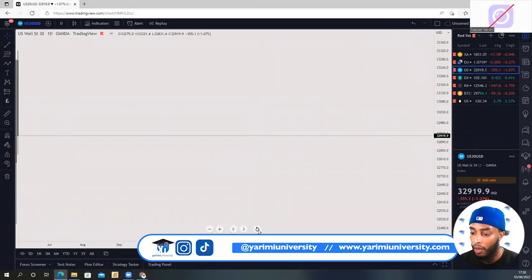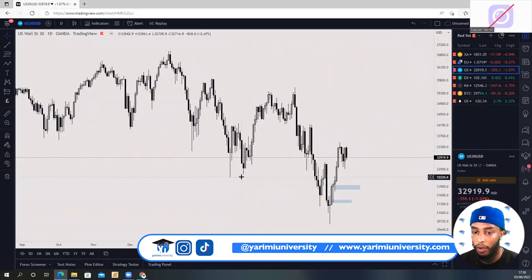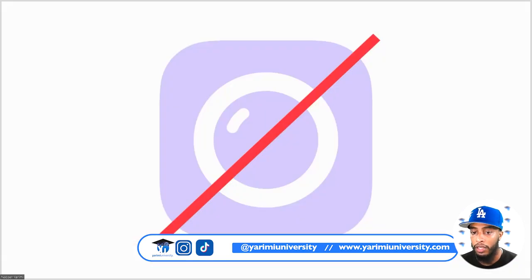Let's check out US 30 because we've been doing Euro USD for some time now. Okay, so we are now on US 30. We are on the daily time frame. Step one was trend, right? Where can we see a trend in this market? Overall, what has the trend been for US 30, or people call it the Dow Jones?